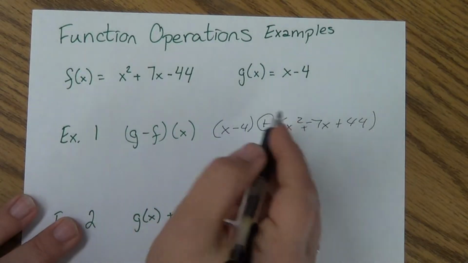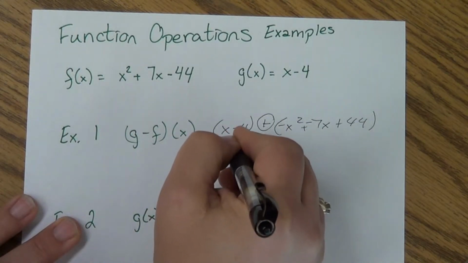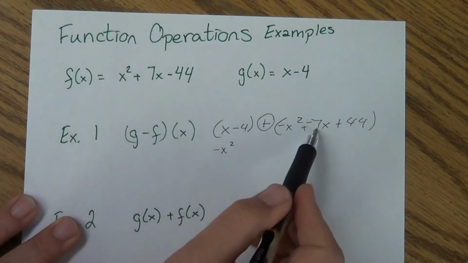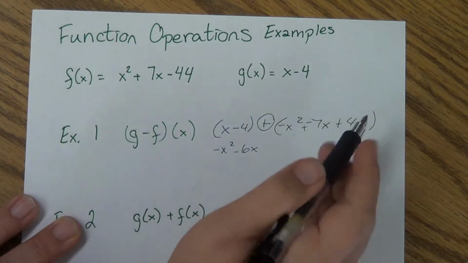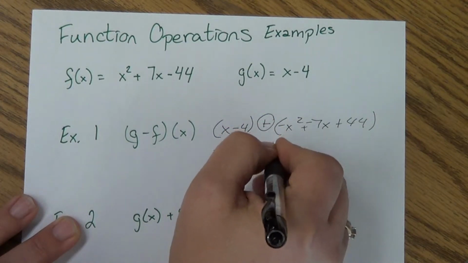So then when I go to combine like terms, the x squared doesn't have one. 1x and negative 7x makes negative 6x. Negative 4, positive 44 equals 40.